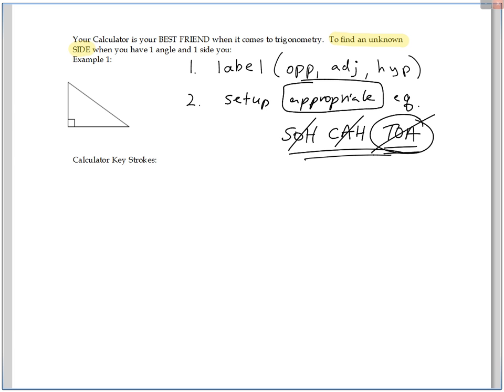So it's all about making the right choice of SOHCAHTOA, so setting up the appropriate equation. And then number 3, cross multiply. That's it. That's how we solve trig. Trig is just cross multiplication.